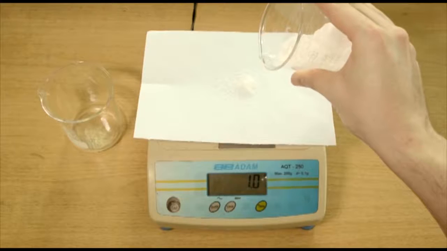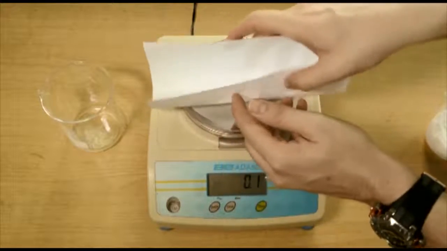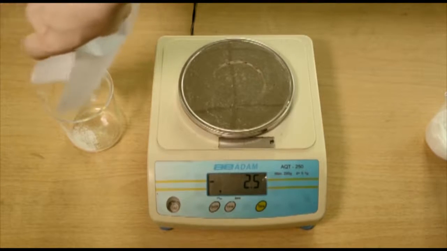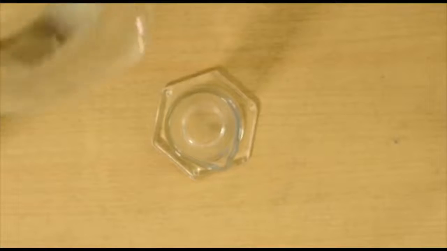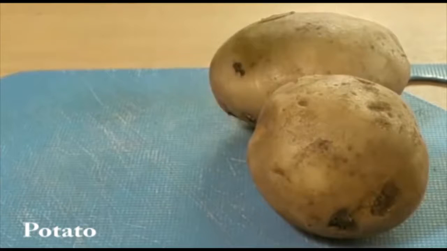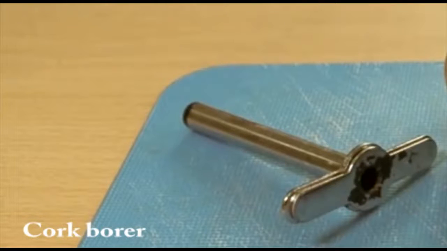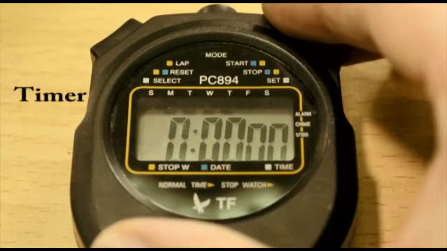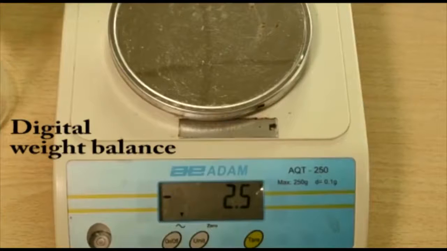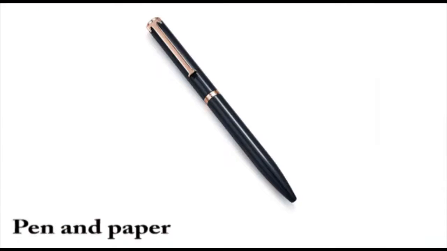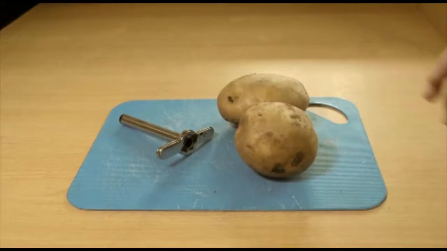Let's look at the following experiment on hypertonic, isotonic, and hypotonic solutions. To conduct the experiment, the following materials are required: 6 beakers, potato, cork borer, ruler, water, salt, timer, digital weight balance, knife, pen and paper. To start the experiment, follow the following procedures.